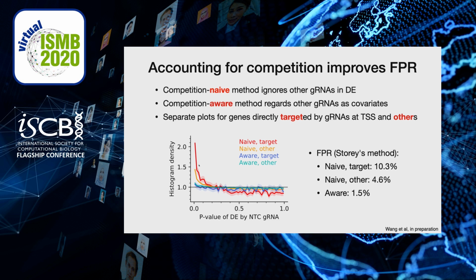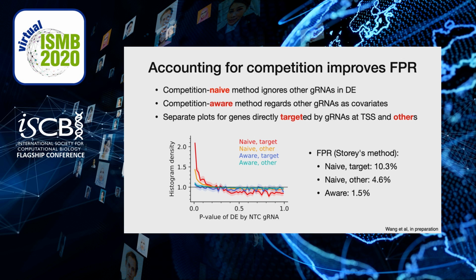As you can see here, we perform differential expression on the guide RNA we want to test, but ignoring other untested guide RNAs, you have a very elevated distribution of the null p-values, indicating a high number of false positives. Actually, you have more false positives among the genes that are directly targeted by guide RNAs at their transcription start sites versus other genes, indicating that these false positives are mediated by the other guide RNAs.